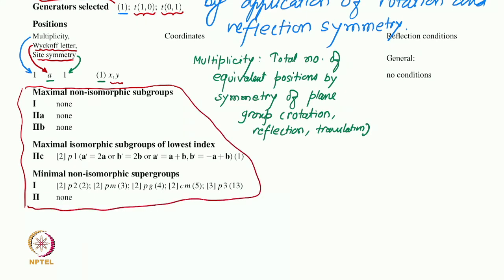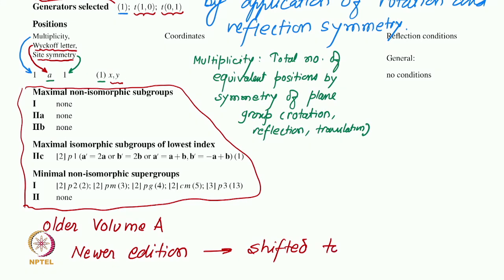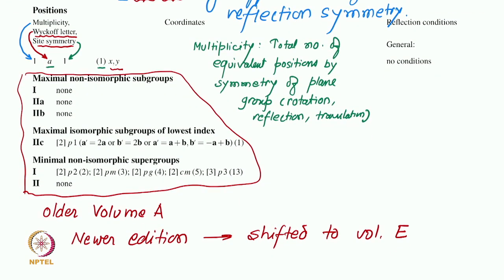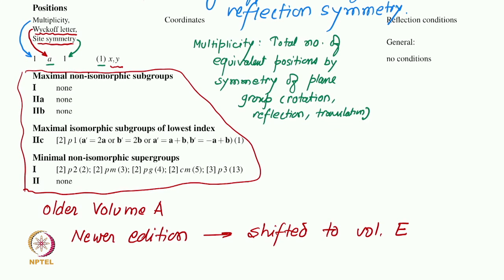This is an older version of the international table. In the latest version, this has disappeared: maximal and non-maximal isomorphic subgroup. There are several volumes, and this is volume A we are discussing. This is the older volume A which has this information. In the newer edition you will not find it in volume A, this information is shifted to volume E. So, we will take that shortcut by saying that we are discussing volume A of the newer edition, and we will not be discussing this particular aspect at the moment.